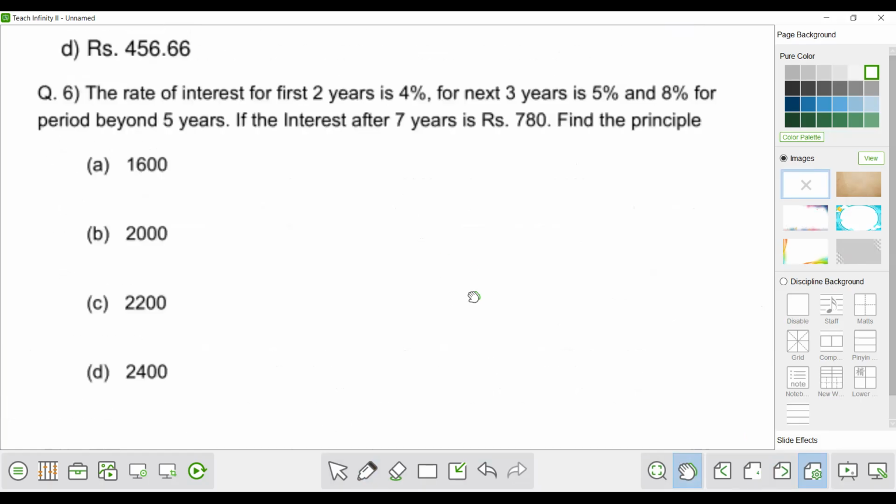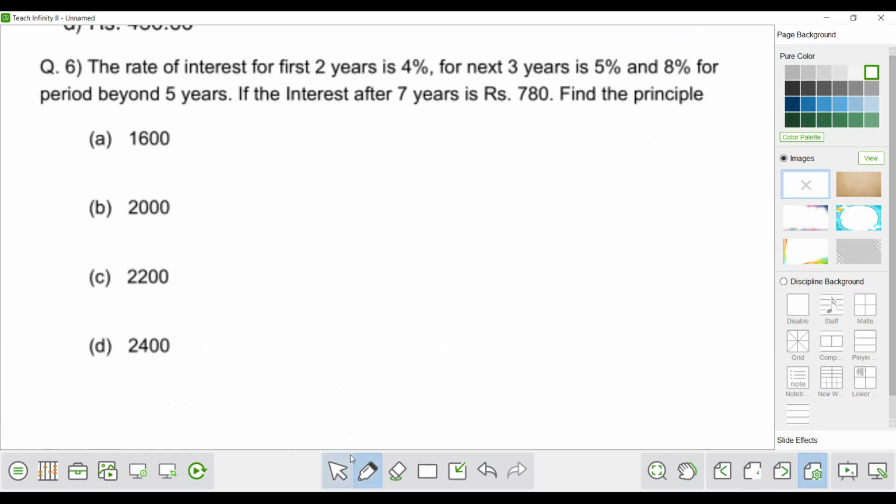So let's try this question. What is this saying? The rate of interest for the first 2 years is 4%. For the first 2 years, this is time and this is rate. This is 4%. For the next 3 years, this is 5% and 8% for the period beyond 5 years. We have completed the period of 5 years. After this period, the interest is 8%.